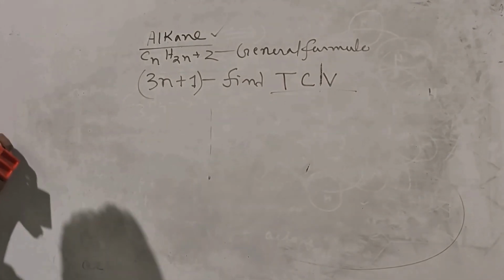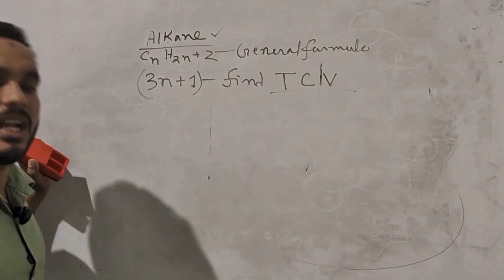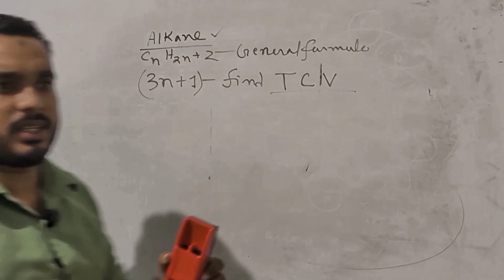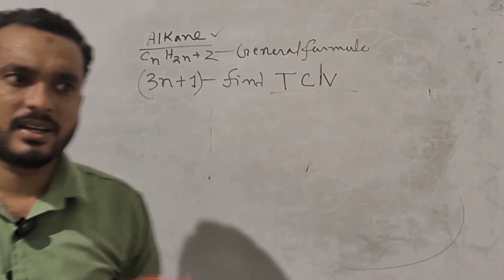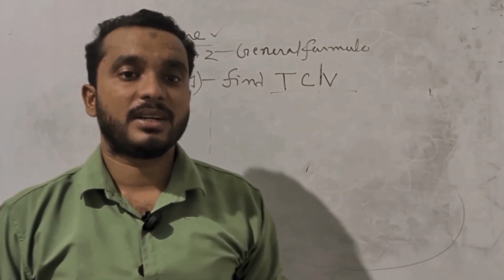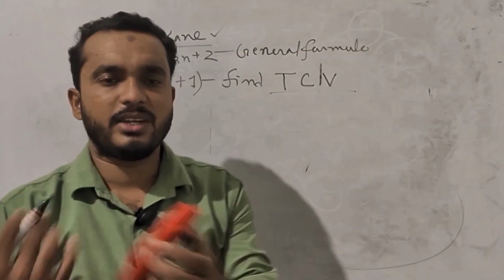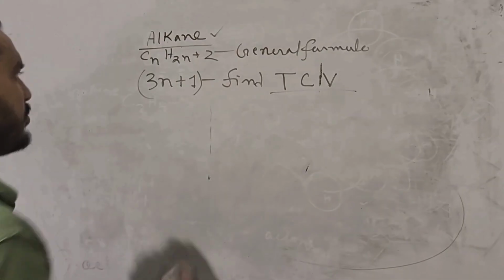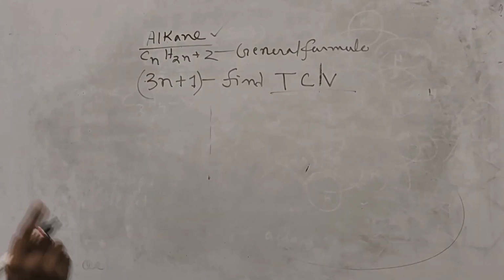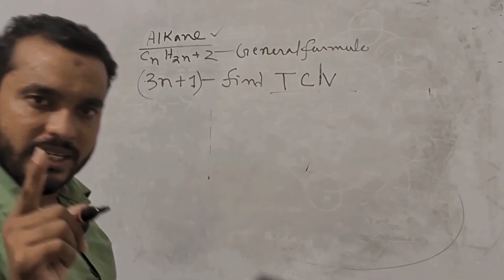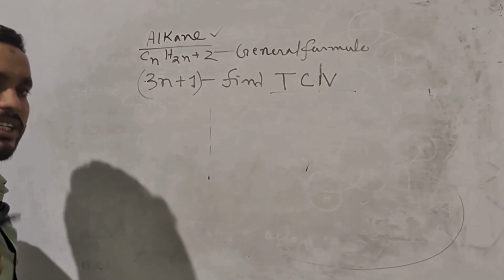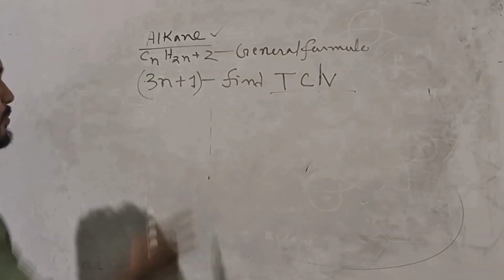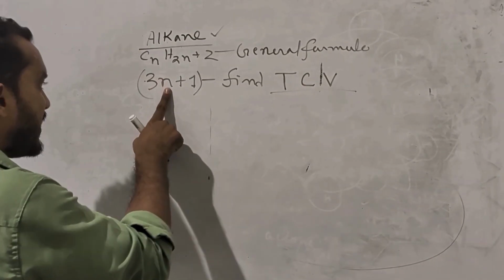Say for example, if the exam asks how many covalent bonds are there in heptane, what will you do? Obviously you will draw the carbons. Heptane means 7 carbon atoms, you will draw them and count like that, and it will take time. So just to reduce your time, you can use this formula. If the exam asks to find the total covalent bonds in heptane, and you know heptane means 7 carbons in a carbon chain, you just put here 7. So 7 threes are what?